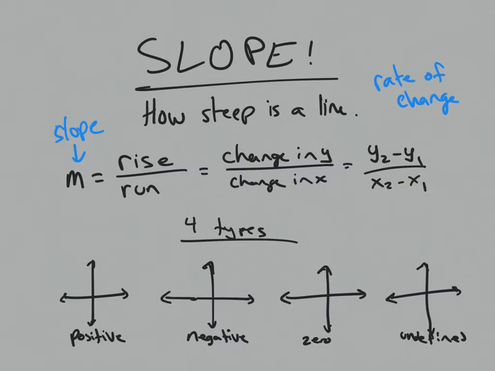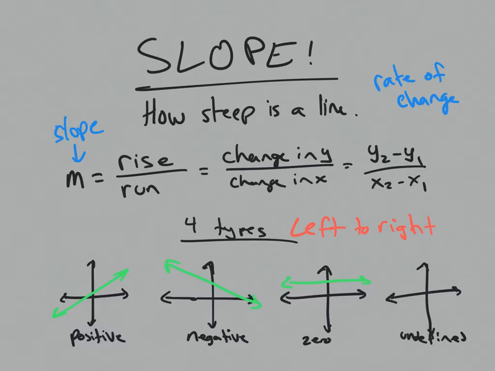Okay, we get four types of slope: positive, negative, zero, and undefined. And when we think of this, we always are thinking left to right. Left to right. So when we deal with a positive slope, that means the line is going upwards from left to right. A negative slope is going in a downward direction from left to right. Zero slope means we don't go up or down. So from left to right, if we don't go up or down, we get a horizontal line. Zero slope is a horizontal line.